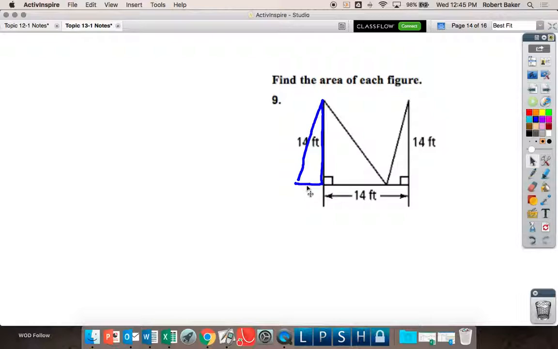How long is the base? 14. How tall is it? 14. So it's a triangle, and the base is 14. The height is 14, so I can do 14 times 14 divided by 2. Y'all see that? That's the easy way to explain it. You slide this triangle over. It still has a height of 14, but now the base is 14. So 14 times 14 divided by 2, that's 196 divided by 2, aka 98 square feet.